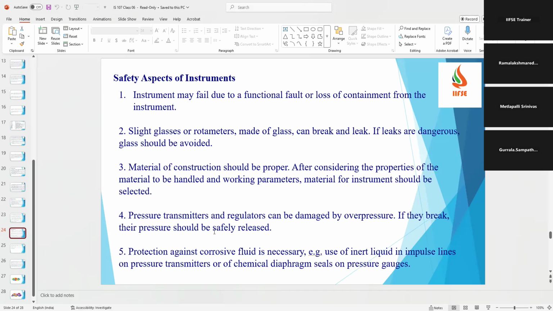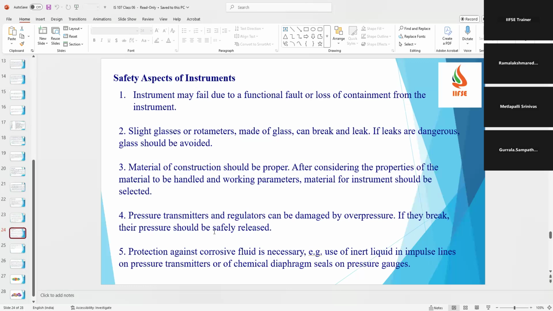The material of construction should be proper. After considering the properties of the material to be handled and also the working parameters, the material for the instrument should be selected. So MOC, material of construction. For example, for corrosive chemicals we use glass-lined reactors. For others we use SS reactors. In the same way, whichever chemicals pass through certain instruments, we should check their MOC to see the compatibility.